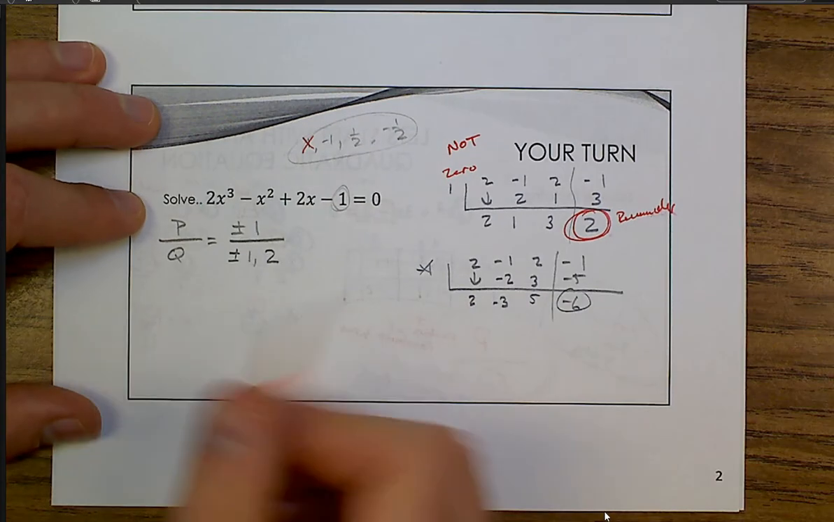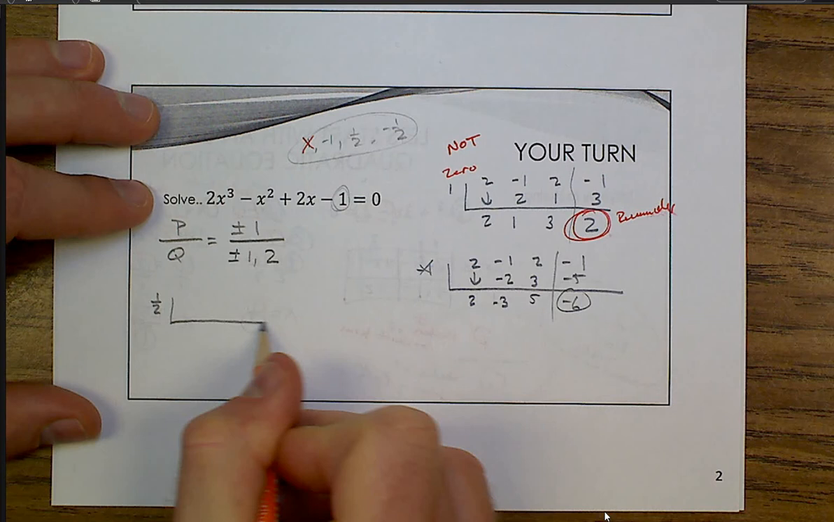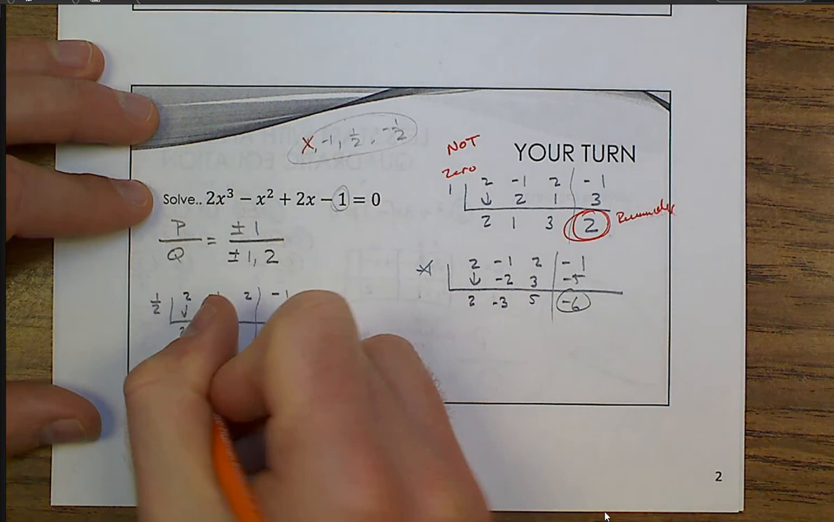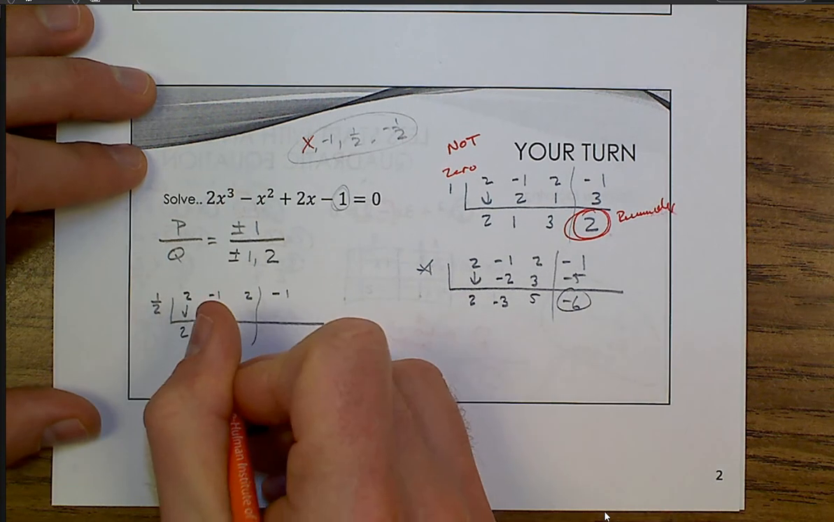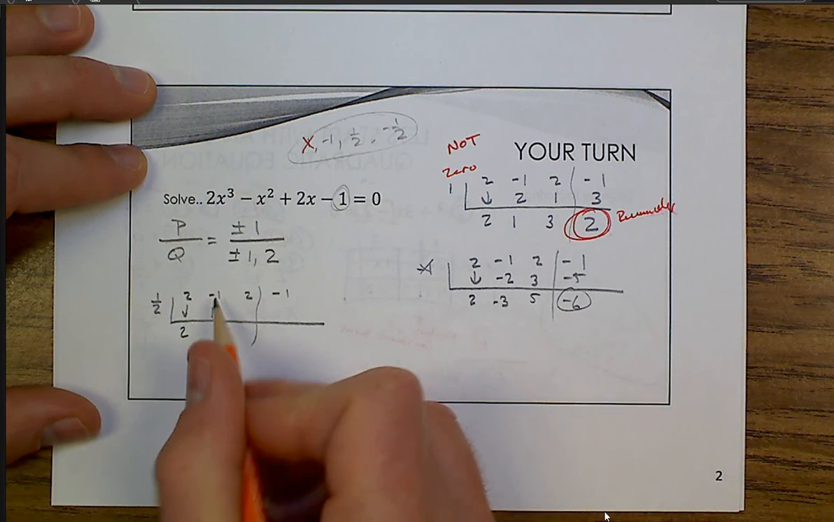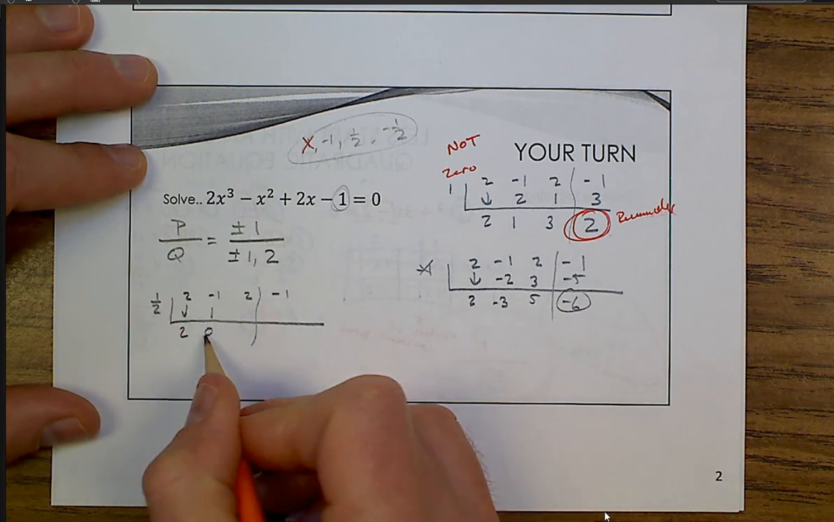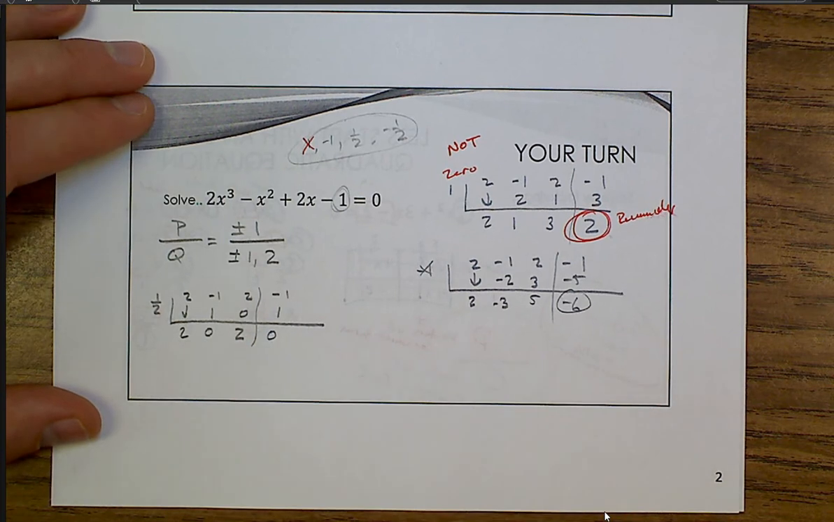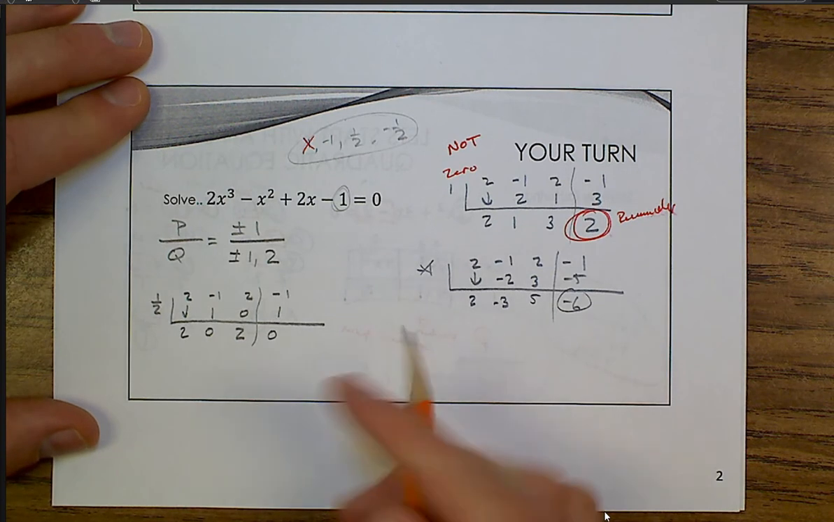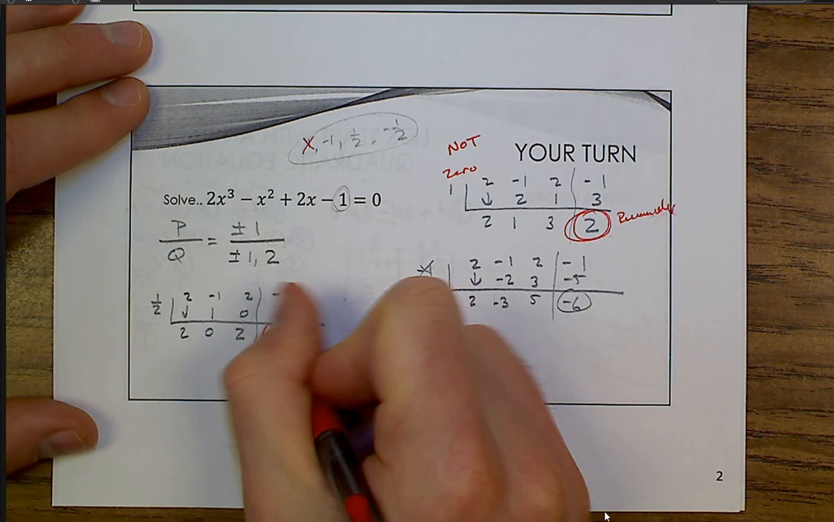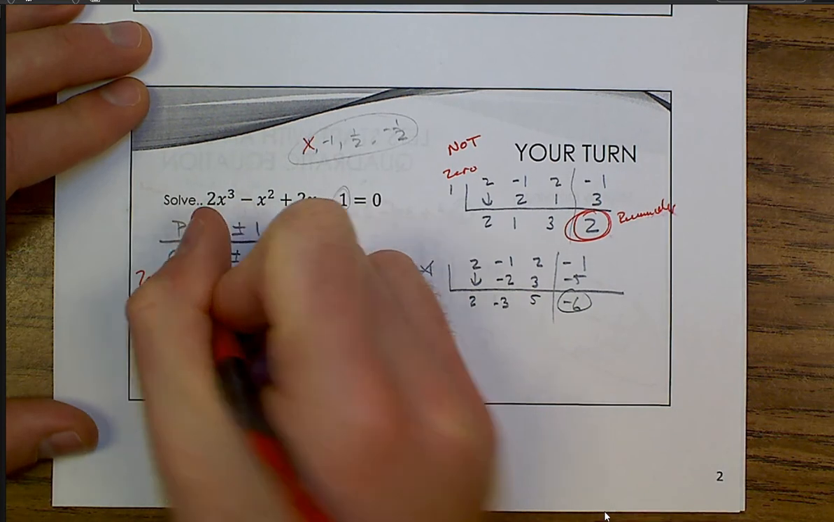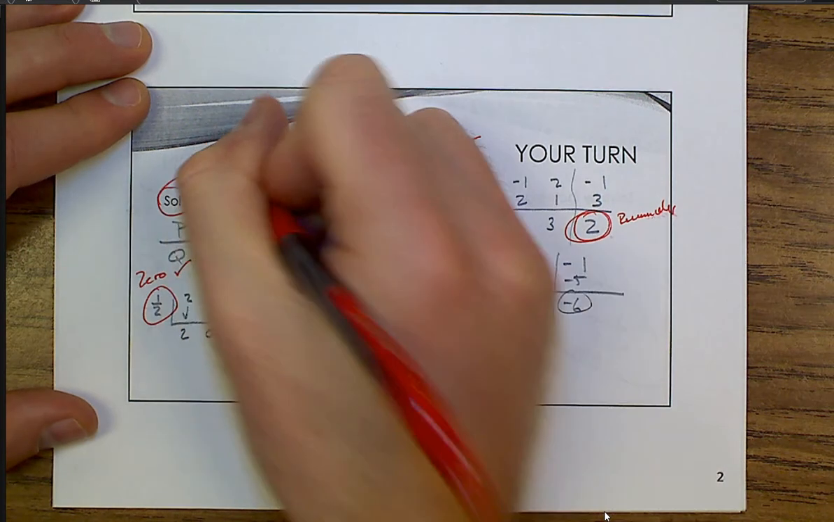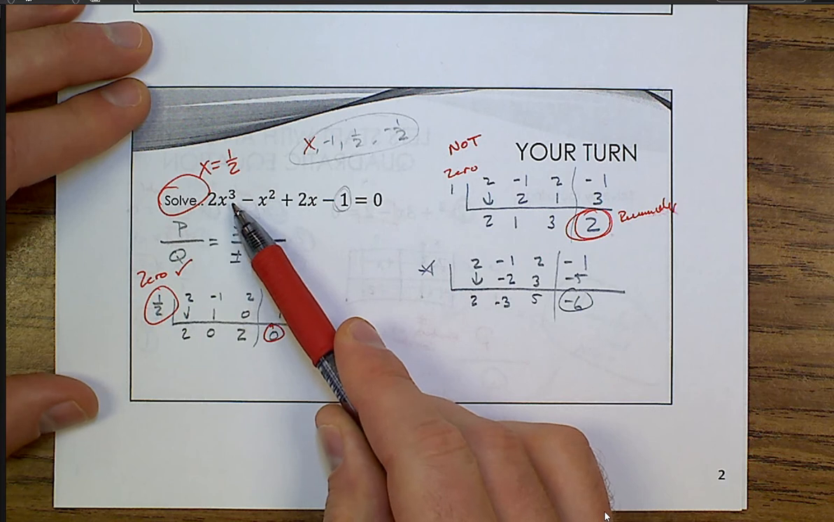Let's try 1/2. So I got 1/2. Got 2, negative 1, 2, negative 1. Let's drop down. 2. Half of 2 would be 1, right? 1 plus negative 1 would give me 0 times 1/2 is 0. 2 and 0 makes 2. 1/2 times 2 is 1, 0. Winner. I know, because my remainder is 0, that this is a zero. Check mark. I know right now, because it says to solve, that x equals positive 1/2 is one of my 3 solutions. How do we find the other two?